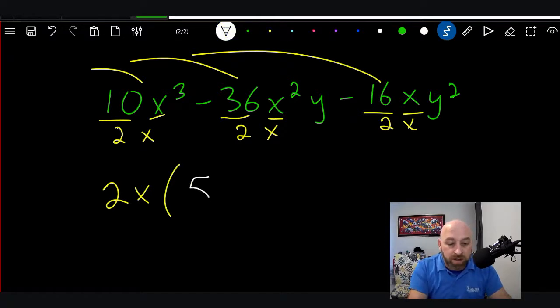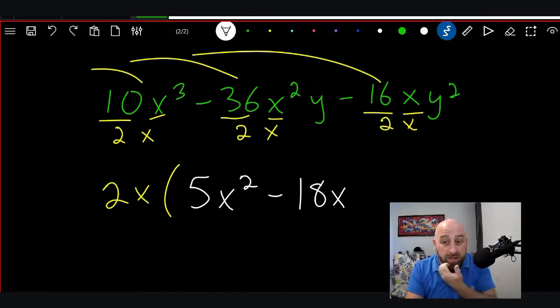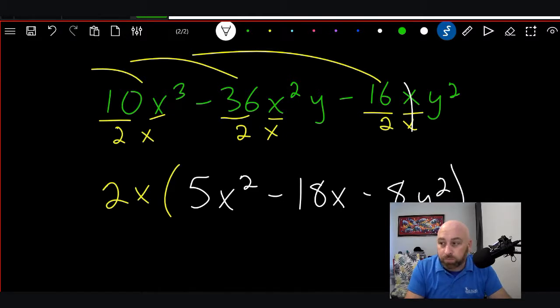Well, that's going to give us a 5x squared minus 18x, because x squared divided by x gives you x to the 1, or just x. And then we would get a negative 8, and then the x goes away there and just a y squared. Okay? And so that's what we end up with there.